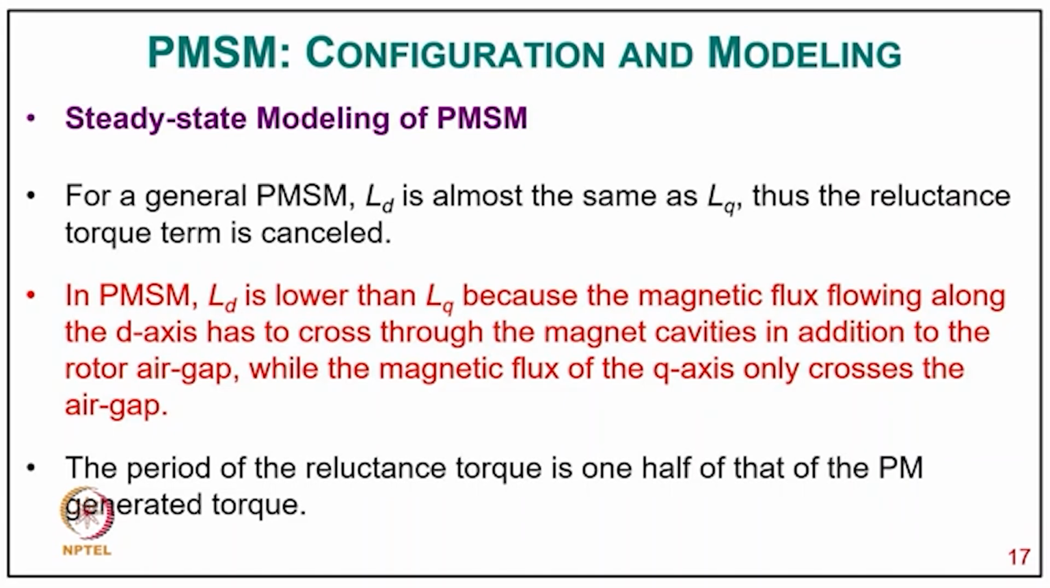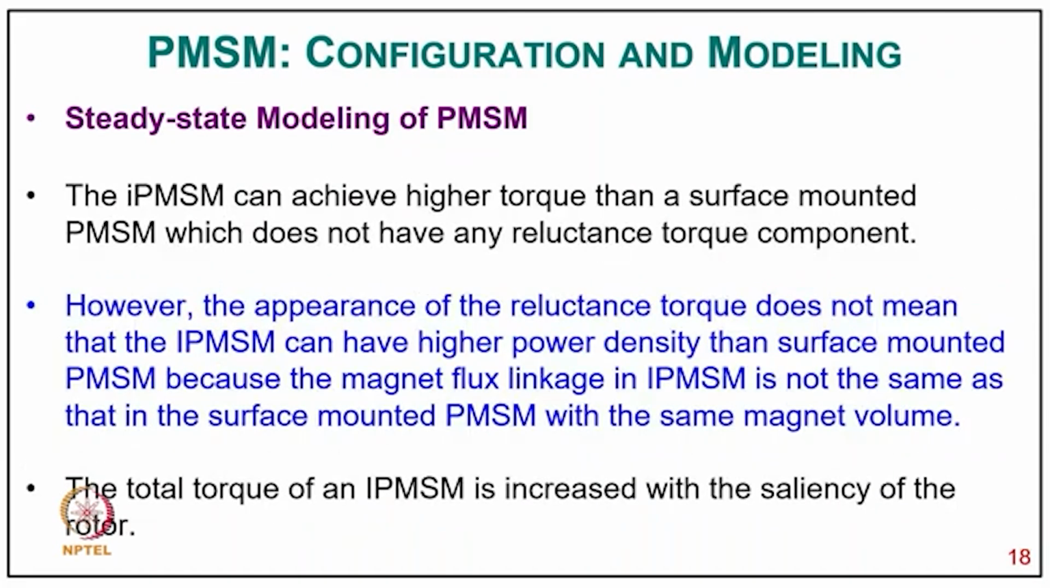So in PMSM, LD is lower than LQ, because the magnetic flux flowing along the D axis has to cross through the magnet cavity in addition to the rotor air gap, whereas the magnetic flux of the Q axis only crosses the air gap. So the period of reluctance torque is 1/2 of that of the PM generated torque. So the IPSM, that is interior permanent magnet synchronous motor, can achieve higher torque than the surface mounted PMSM, which does not have any reluctance torque component.